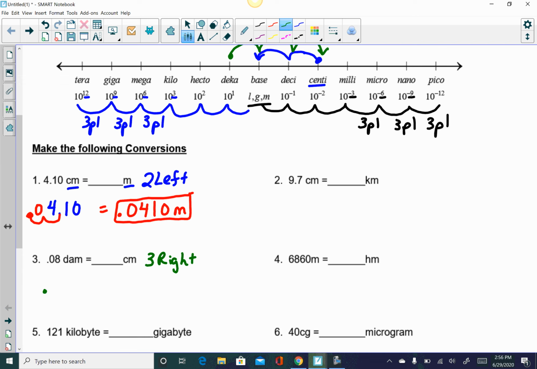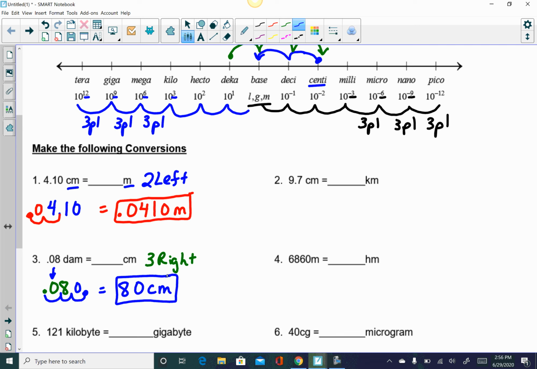So take this existing 0.08 here, take that decimal point, and I'm going to go 1, 2, 3 places, insert a 0 there, and that would give us a final answer of 80 centimeters. Well, you can drop that 0 in front of that 8, and that would give you your final answer there of 80 centimeters.